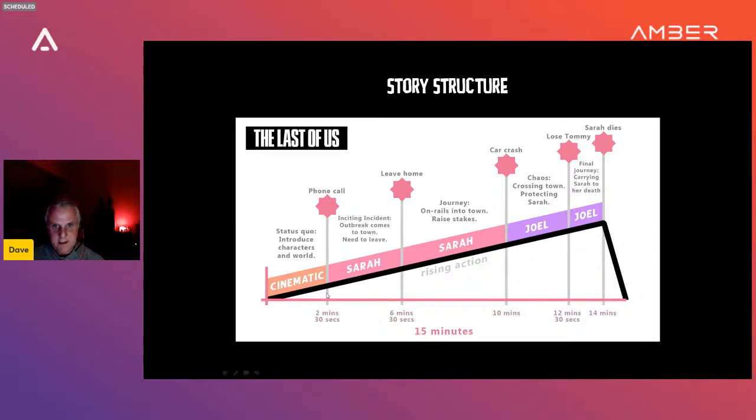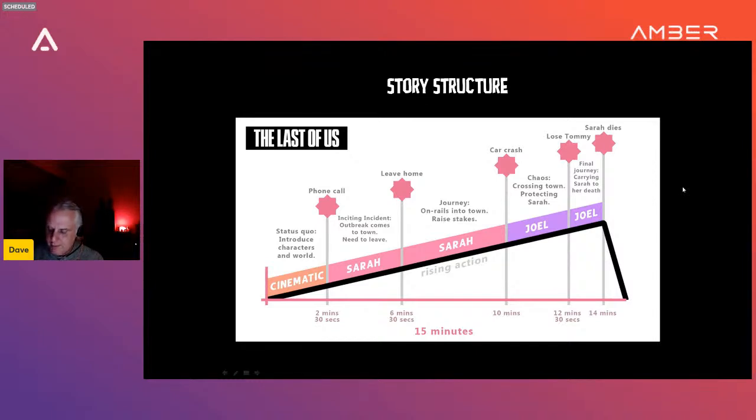So this is the inciting incident, and this is the outbreak coming. Everyone's got to get out of there, they leave home, and then we're going to take hold of the reins, and we're going to be on rails into town, all vicariously through Sarah. Now, Sarah's going to die here. And you can imagine the experience would be significantly different if we were playing as and with Sarah at the moment of her death.